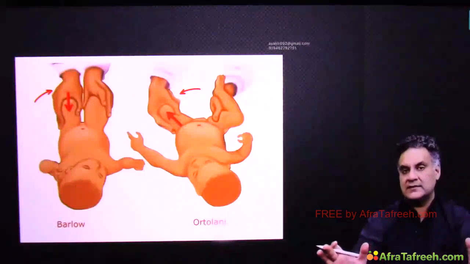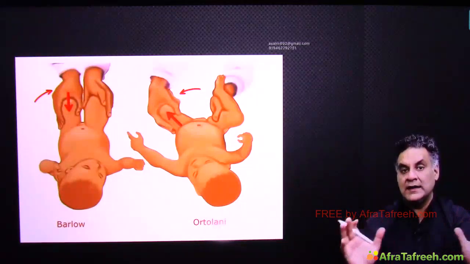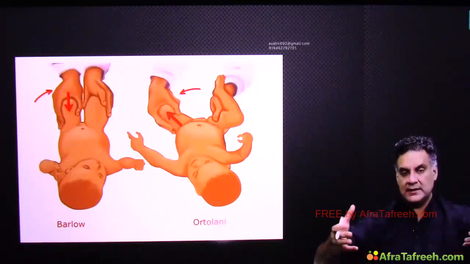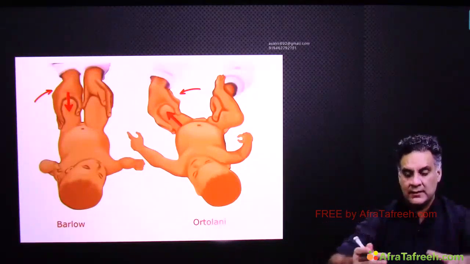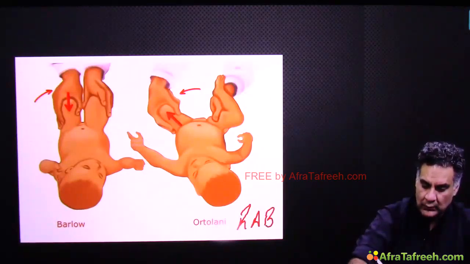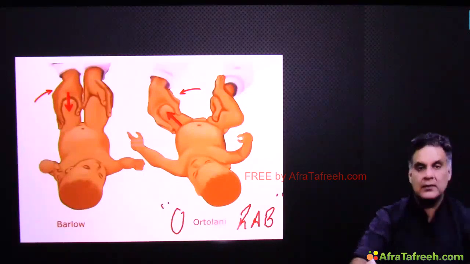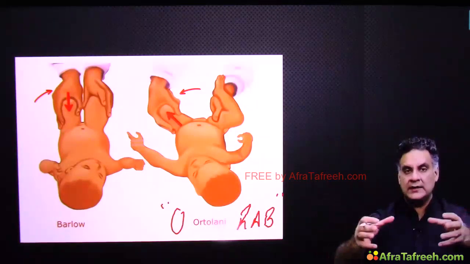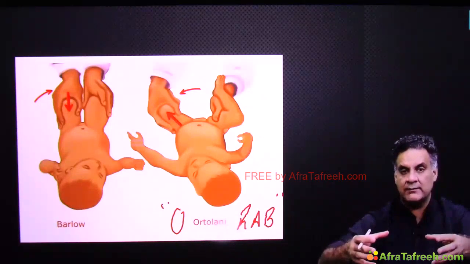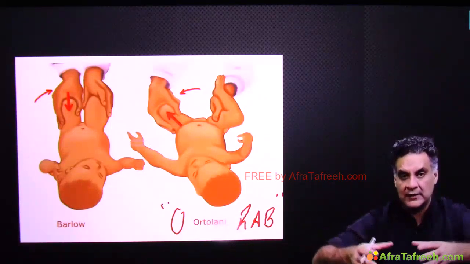The classical test, Ortolani, means when you abduct, the head comes into the acetabulum, it gets reduced. Reduction on abduction. O rub. Ortolani, hip ko andar lana, means reduction of the hip. The thigh goes out, but the head goes in.